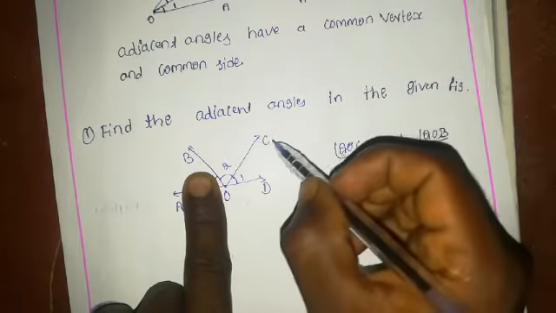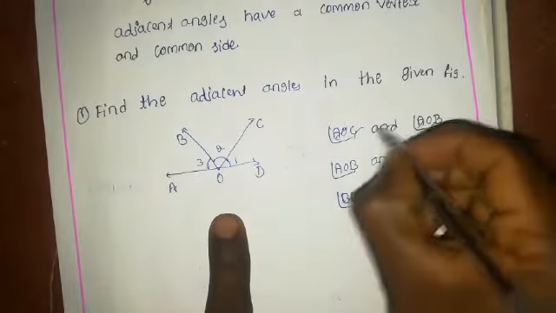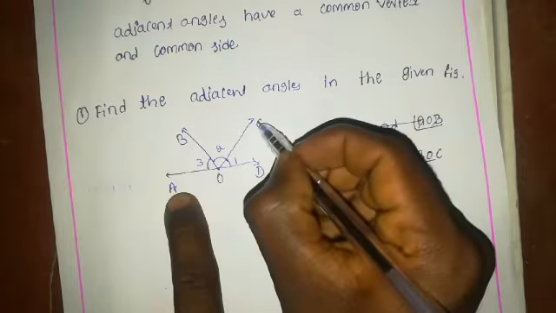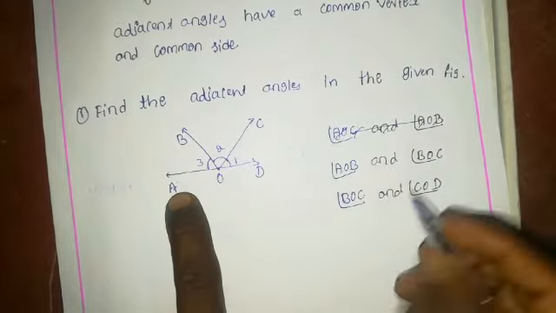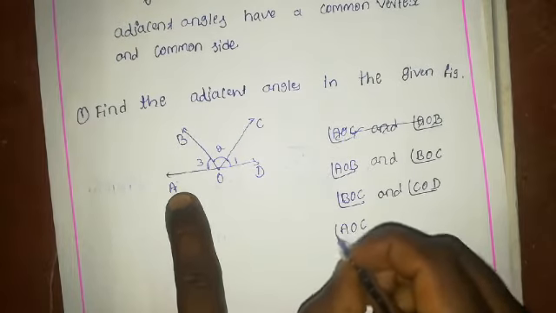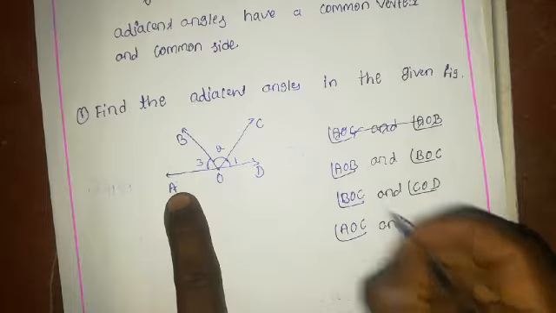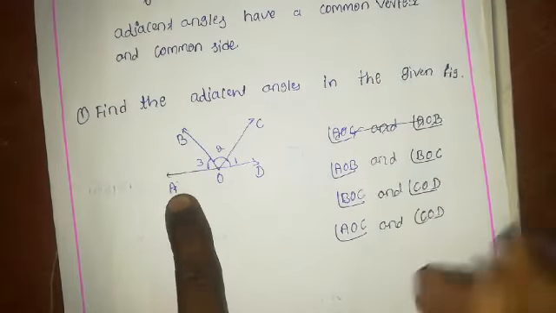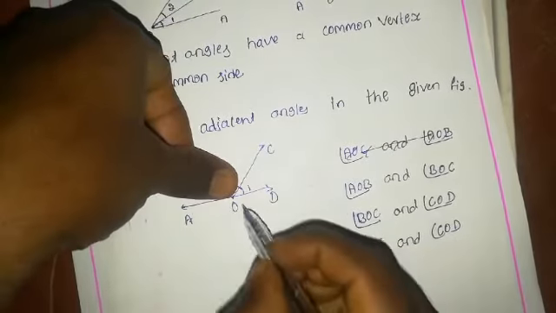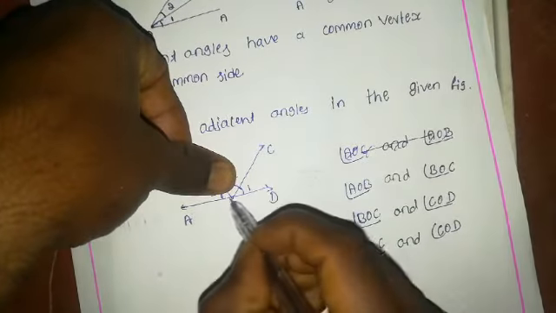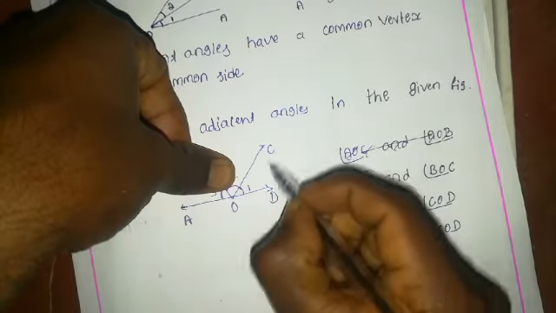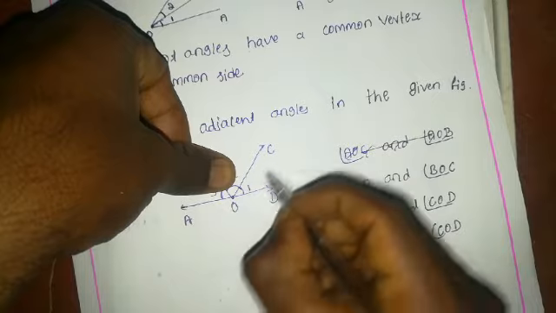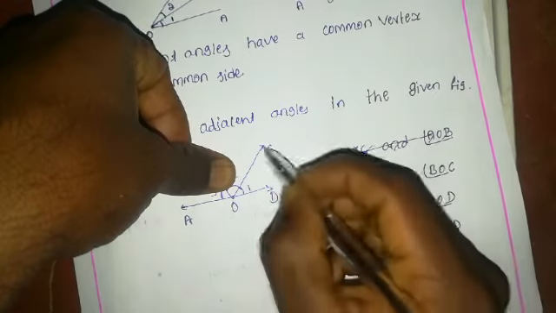And then which are the other adjacent angles? Let's see. Now AOC and COD. Angle AOC and angle COD. Now we have to remove this. Here AOC, this complete angle, and COD, angle 1. Here O is the common vertex and OC is the common side.